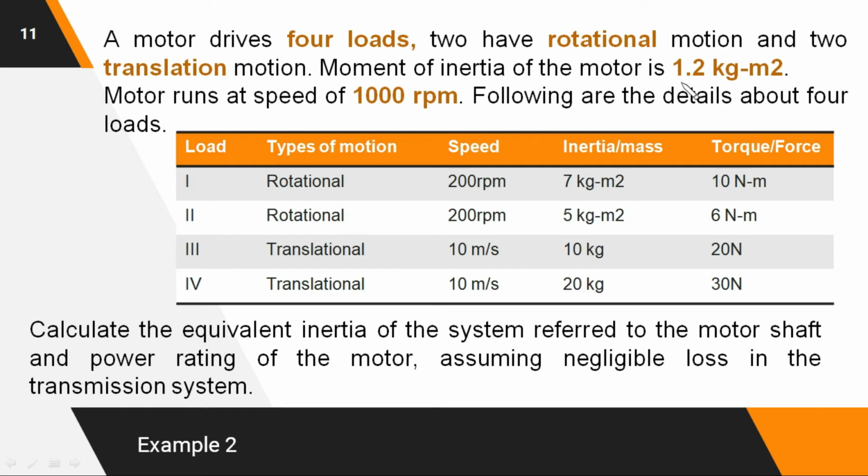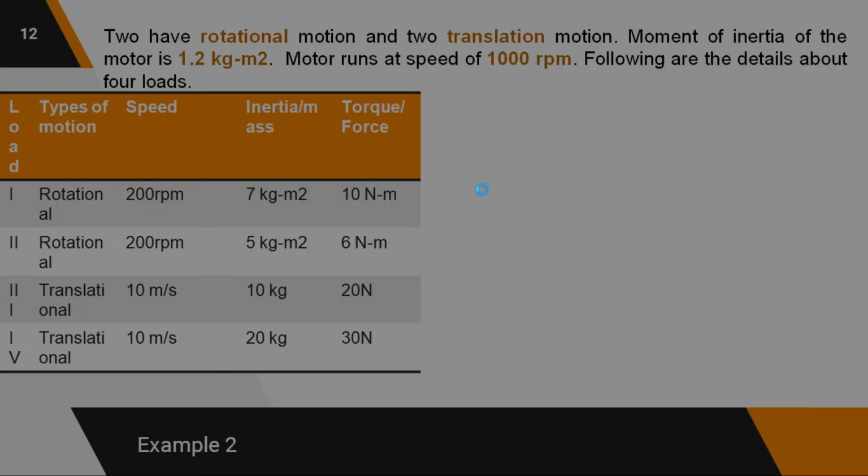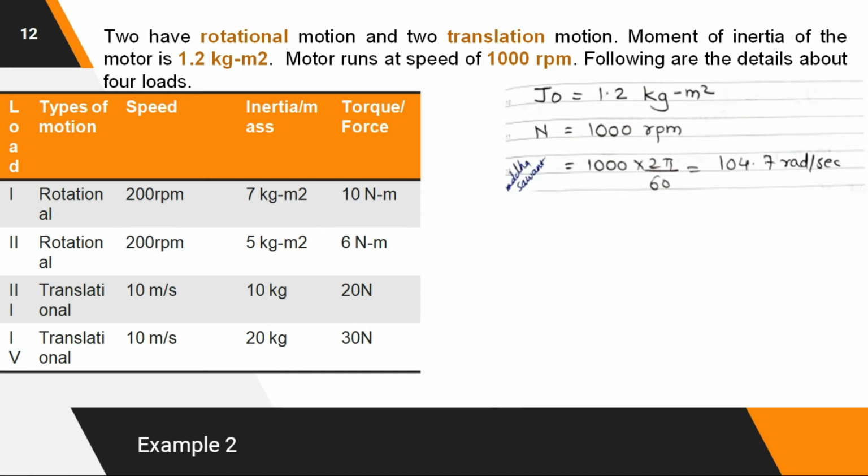Okay, two terms are given. 1.2 kg meter square is the moment of inertia of the motor, so that will be J0, and motor speed is 1000 rpm. This will be motor speed n, and this will be n1. So see, J0 is given 1.2 kg meter square, n is equal to 1000 rpm, we will convert into omega m. So multiply with 2 pi by 60, you will get 104.7 radian per second.